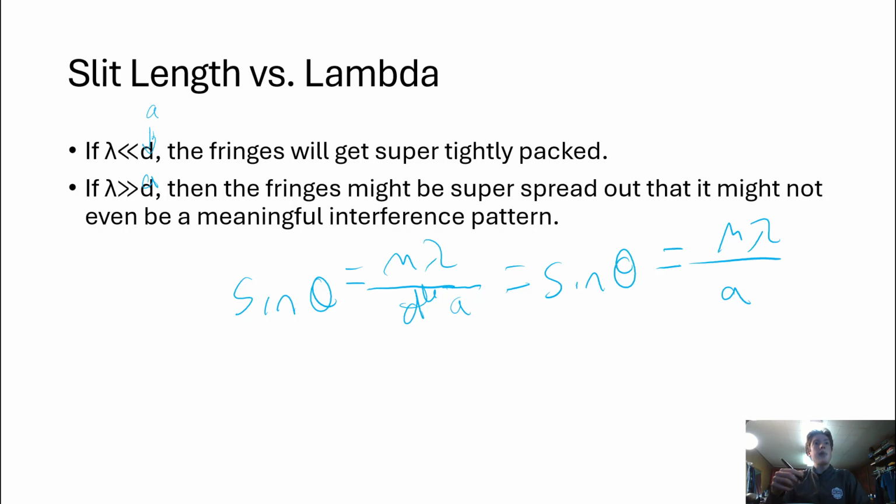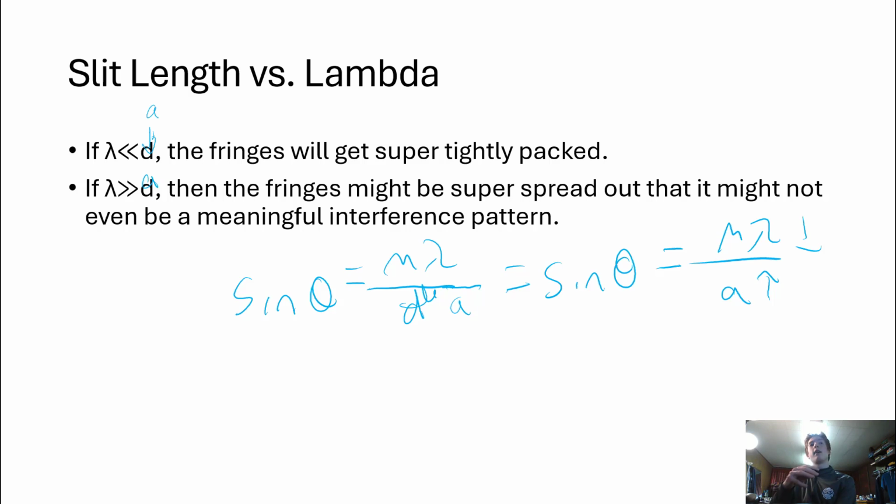So if A gets supermassive, then sine of theta is just going to be a super, super small value. Say sine of theta is almost equal to 0. That would mean theta is basically equal to 0. Theta will just be so small, and the fringes will just get super tightly packed.